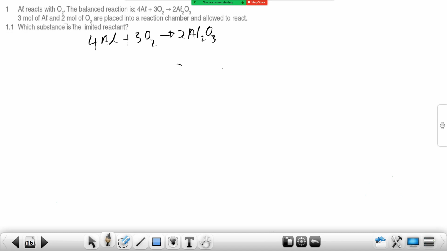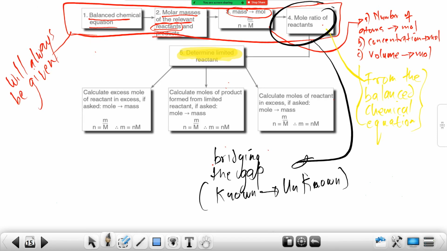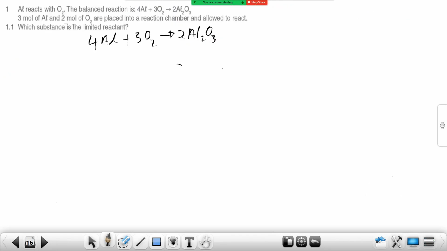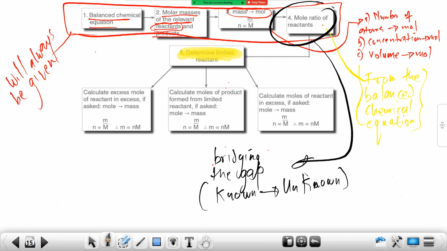Step 2, molar masses. Do I really need molar masses? No, I don't. Why? Because I am already given the moles here. You see, if I was given mass, I was supposed to calculate the number of moles. If I was given concentration, I was supposed to calculate the number of moles. If I was given the volume of aluminium and oxygen, I would also be in a position to calculate the number of moles.